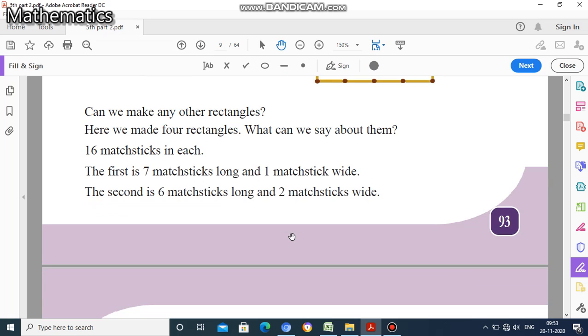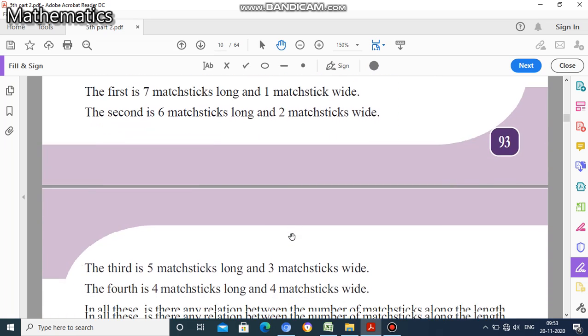Okay, listen to this very carefully. First, 7 and 1, here 6 and 2, here 5 and 3, here 4 and 4. Is there any similarity? Can you find? 7 plus 1 is 8, here 6 plus 2 is 8, here 5 plus 3 is 8, here 4 plus 4 is 8. Then what is this 8? 8 is half of 16.